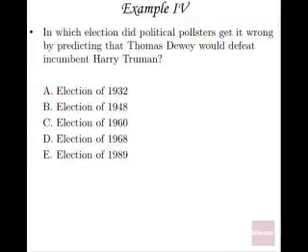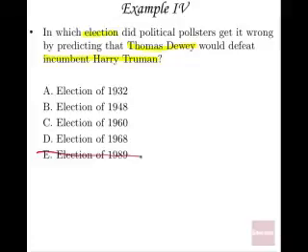And finally, let's look at example number 4 here. Which presidential election did political pollsters get it wrong by predicting that Thomas Dewey would defeat incumbent Harry Truman? So let's take a look at these elections. Let's eliminate the ones that are absolutely wrong first. Election 1932, election 1948, election 1960, election 1968, election 1969. That last one is absolutely wrong. Presidential elections happen every 4 years. An election cannot happen in an odd numbered year.